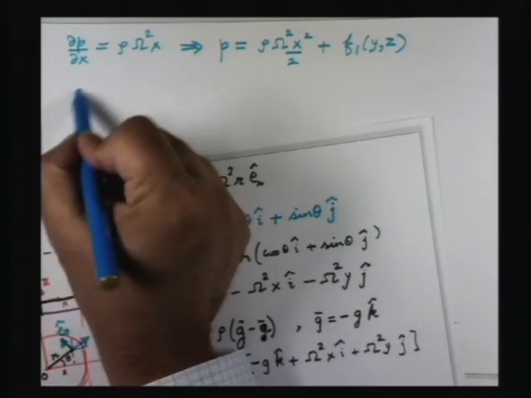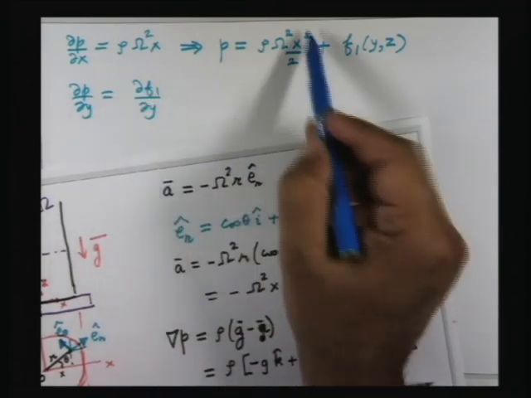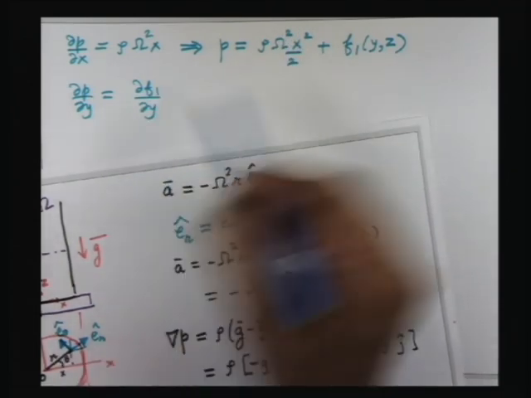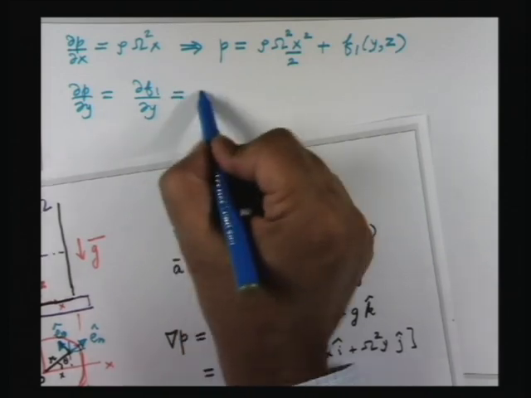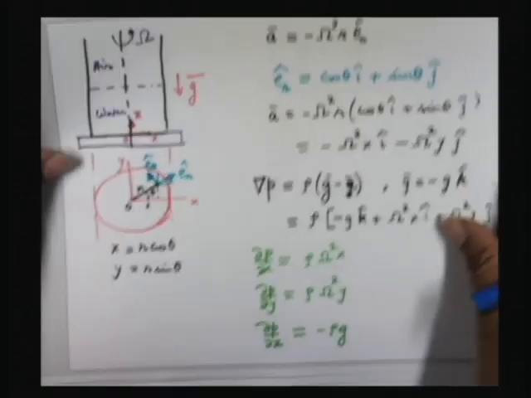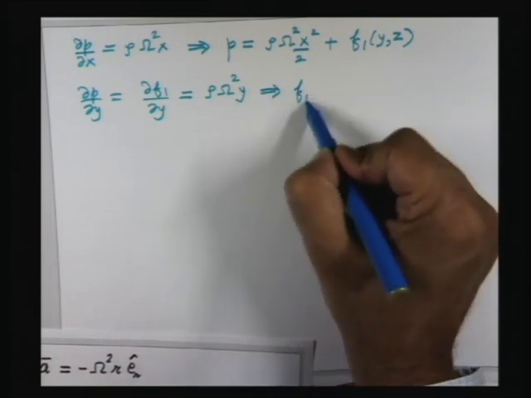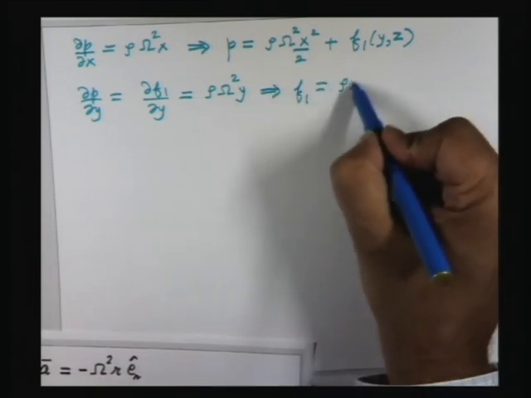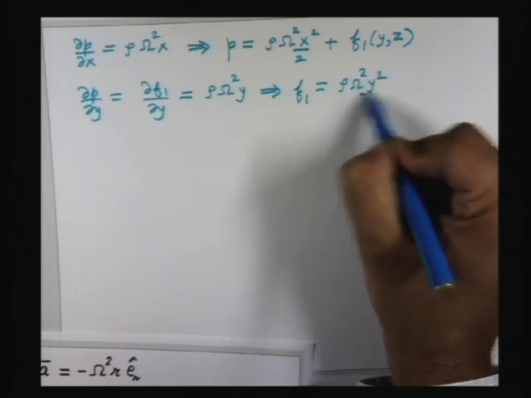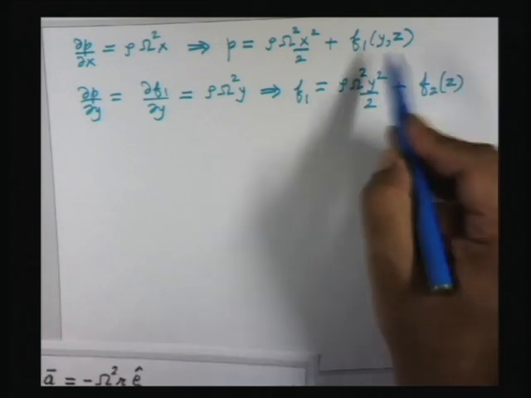Now if you look at del p del y, from here it is going to be del f1 del y, because the derivative of the first term is 0. Now this must be equal to rho omega squared y, which is the expression you had previously. This can be integrated to find f1, which will be rho omega squared y squared by 2 plus another function, but this will be a function of z only because f1 depends on y and z.